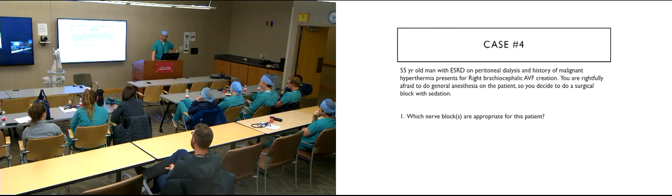All right. Case number 4. A 55-year-old man with end-stage renal disease on peritoneal dialysis and history of malignant hyperthermia presents for right AV fistula creation. You're rightfully afraid to do general anesthesia on this patient, so you decided to do a surgical block with sedation. Which nerve blocks are appropriate for this patient?